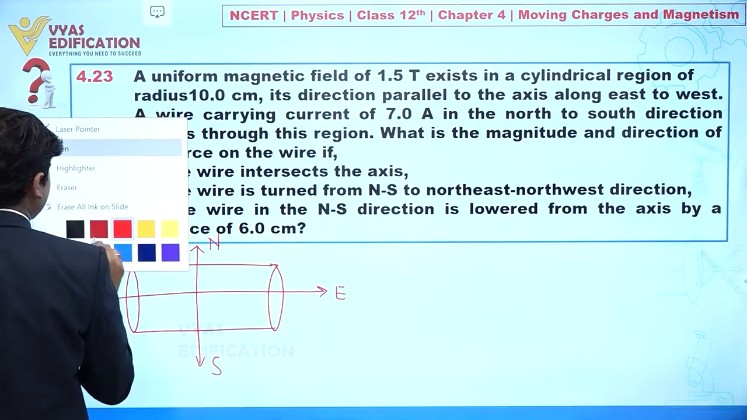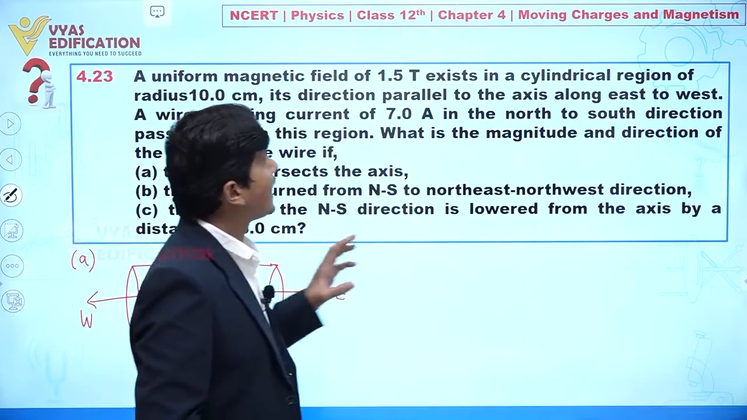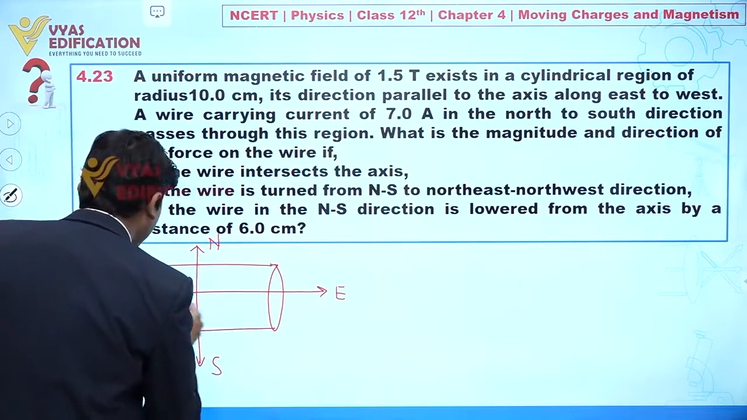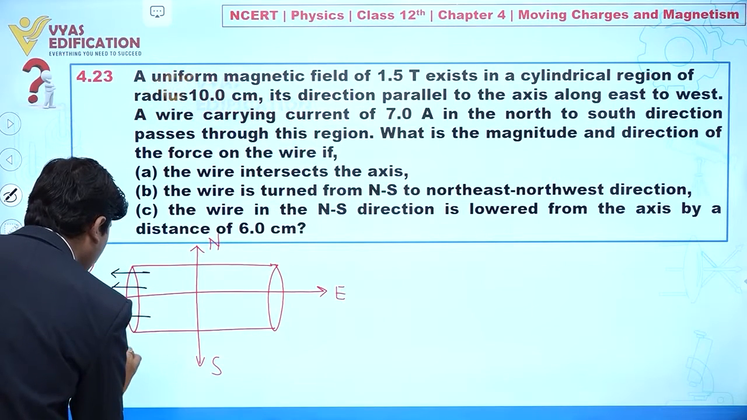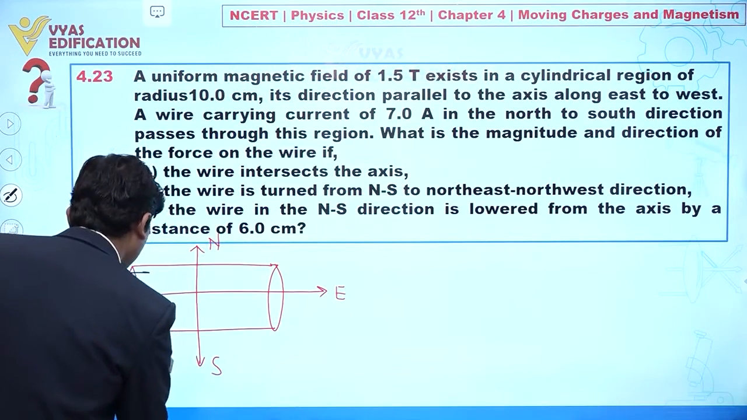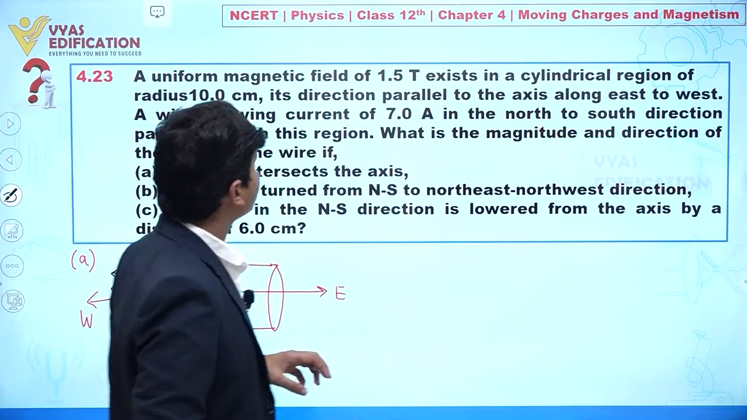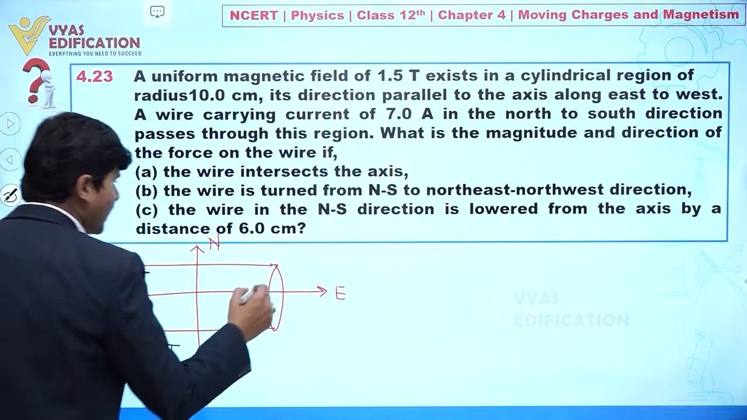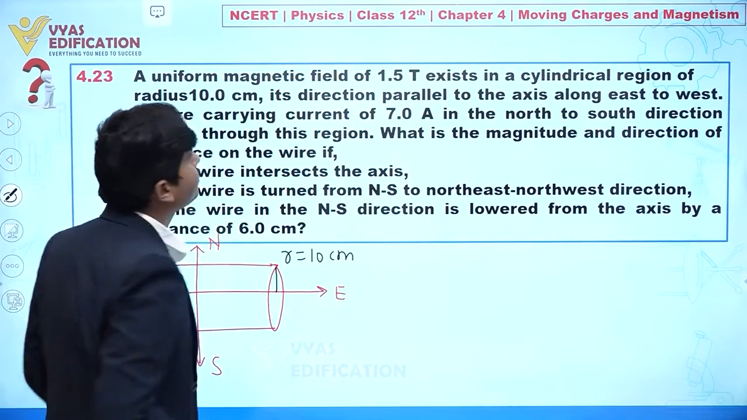Now concentrate here. In this question it is given to you a uniform magnetic field exists in a cylindrical region from east to west. So I can say here direction of magnetic field it is given to you in this direction, and magnitude of this magnetic field it is given 1.5 Tesla, fine. It is also given here it is having radius. So I can say this cylindrical region having radius 10 centimeter, fine.